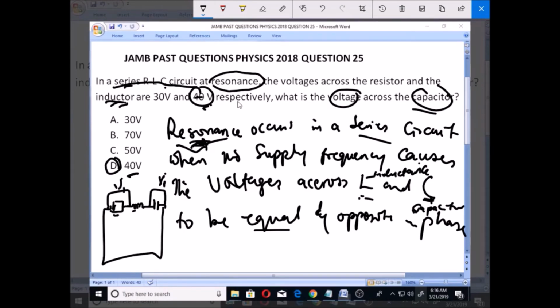Then at resonance we have what we call minimum impedance. It's also good that you note that at resonance we have minimum impedance. So the answer is 40, because the voltage at the inductor is also 40. At resonance the voltage at the inductor and at the capacitor is the same, so it's 40, and that is the answer. Thank you.